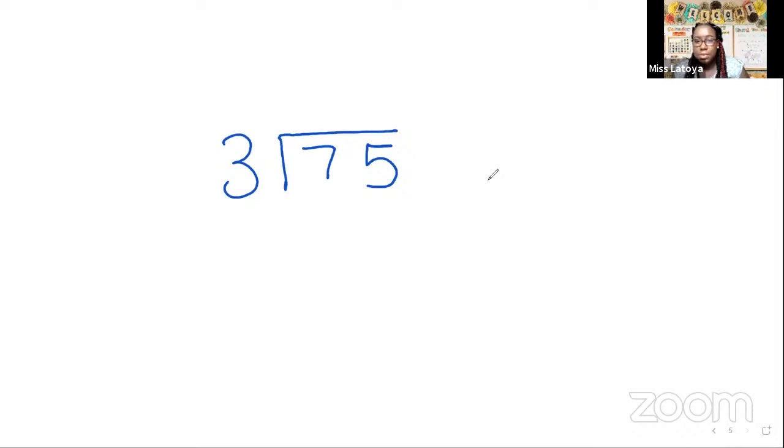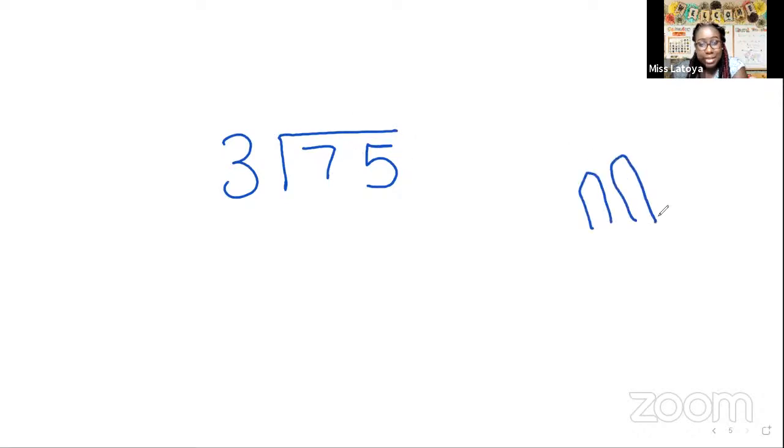Let us work out 3 into 75. How are we going to work this out? Let's divide, okay? First, I'm going to say 3 into 7. How much times could 3 go into 7? Again, for those of you all who are struggling with your arithmetic tables, you should practice. And if you're not good at it, again, you can still use your fingers to assist you.